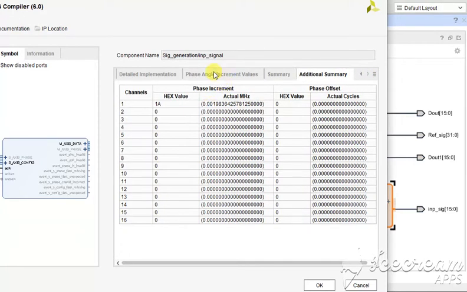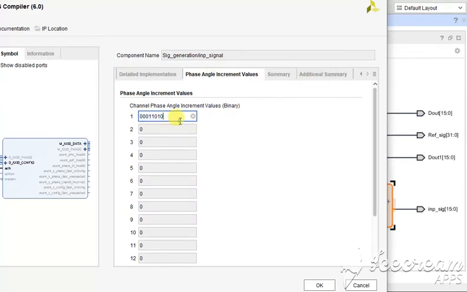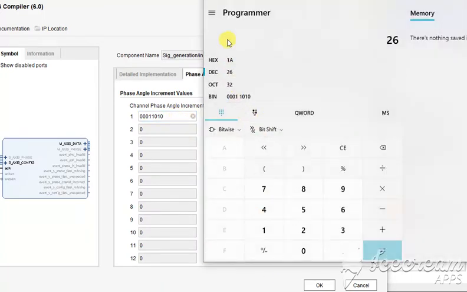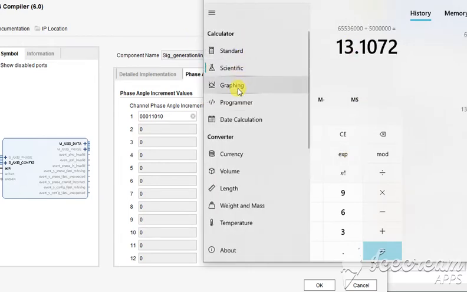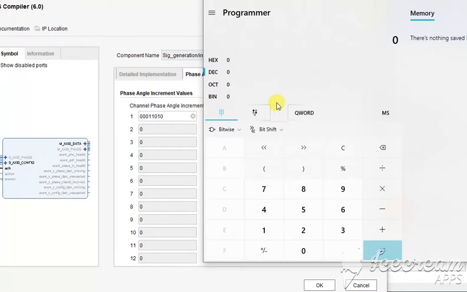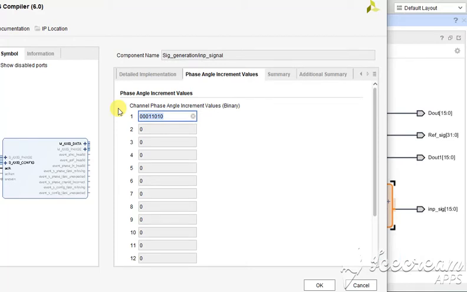Okay, let me calculate the value for a frequency of 1 kilohertz. We will go towards the calculator. We will write 1000 multiplied by the phase width 65536, and divide this value by the 5 megahertz, and we will get the value of 13. When we convert this 13 from decimal to binary, we will get 1101. When I put 1101 here, it will give us 1 kilohertz.